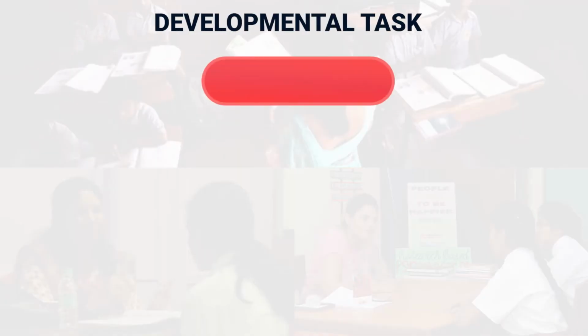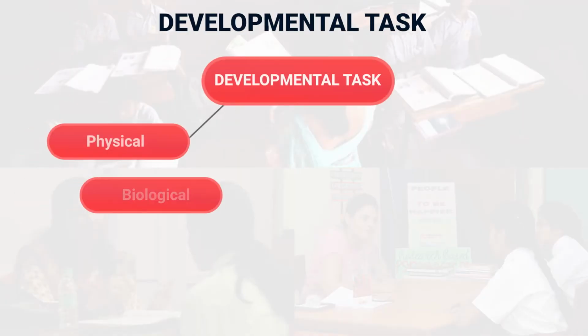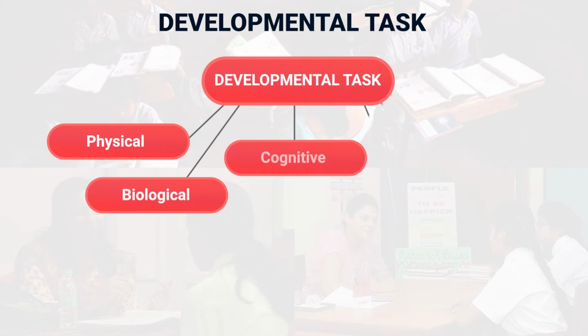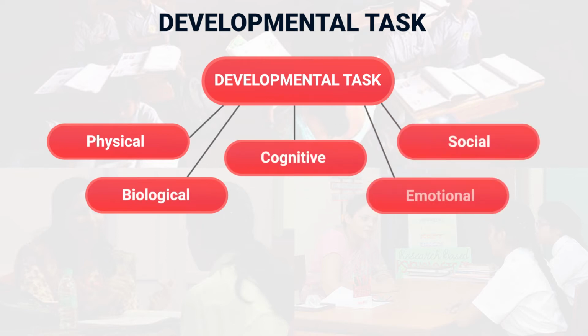Humans proceed from one stage to another through successful accomplishment of required developmental tasks particular to each stage. These tasks may be related to physical, biological, cognitive, social, or emotional maturity. Some of the characteristics of developmental tasks are similar for people belonging to the same culture, such as personal relationship in adulthood, while some others are universal, such as puberty in adolescence.